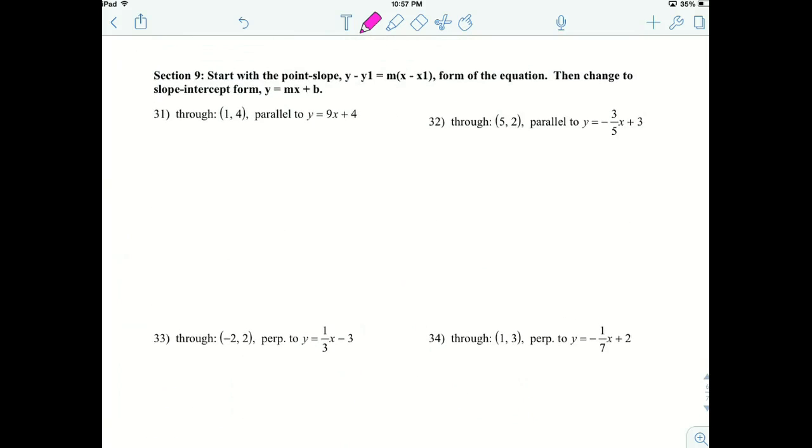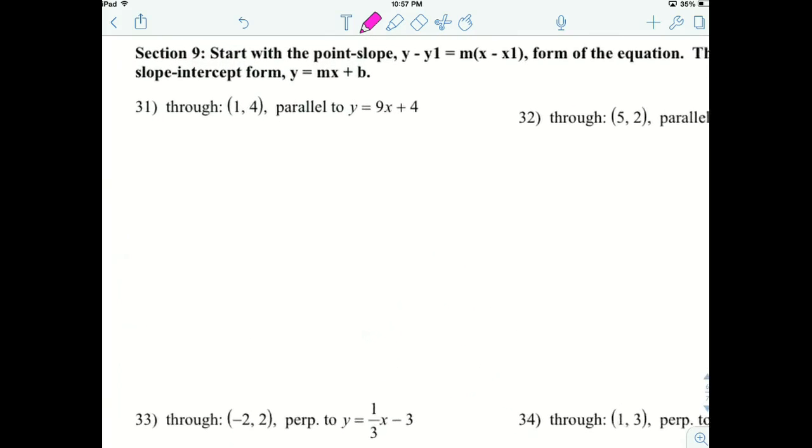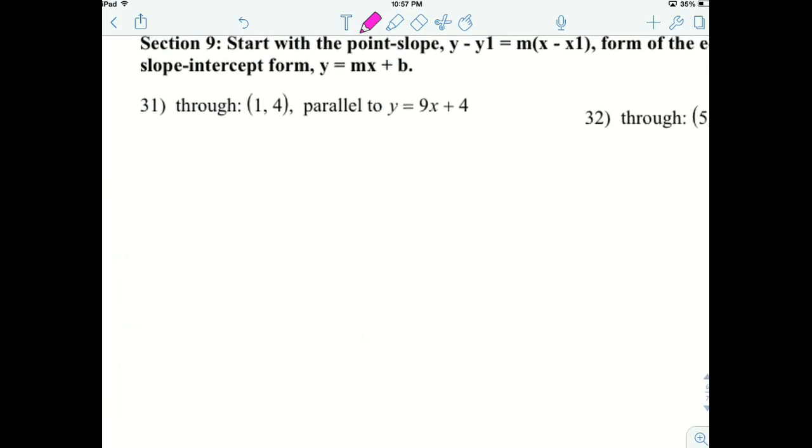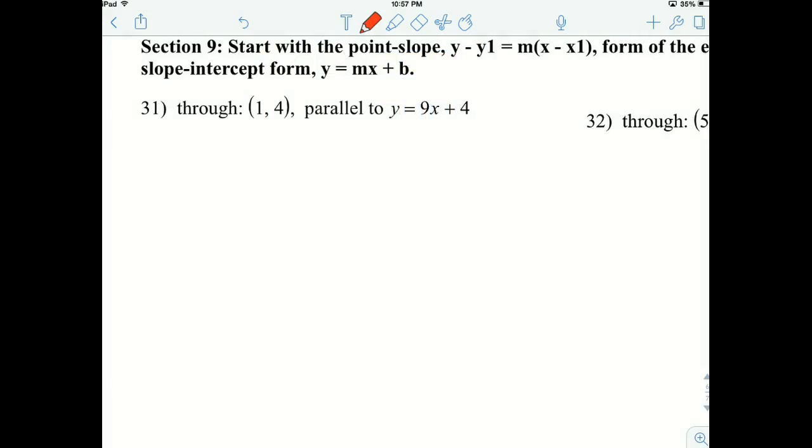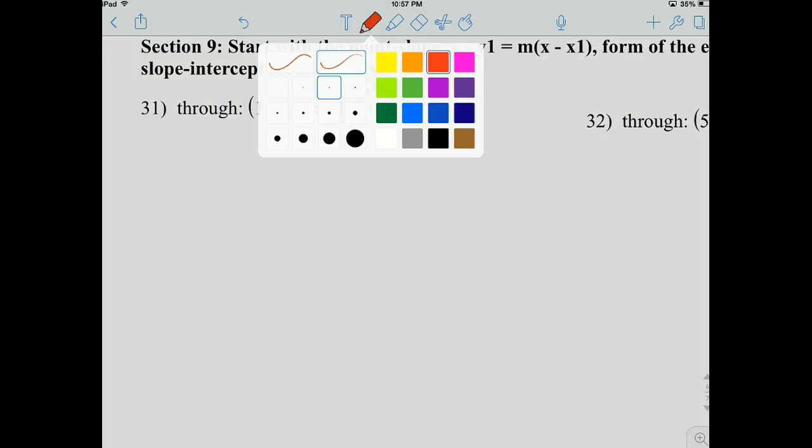So let's go up to our example problems and see if we can figure out what our slope is that we're dealing with. Because we're given a point, but we're not given the slope. We are told that it is parallel here. So we have a line through 1, 4. It is parallel to y equals 9x plus 4. Parallel means same slope. So all we need to do is identify the slope in this equation, which is the 9, or 9/1. And we have our slope. So let's go ahead and use that now.